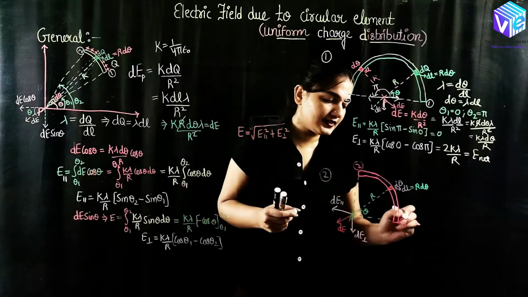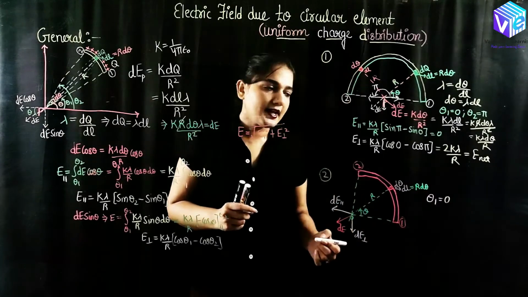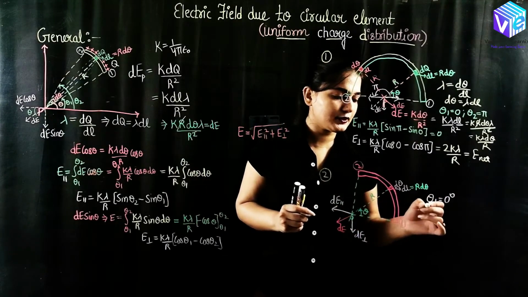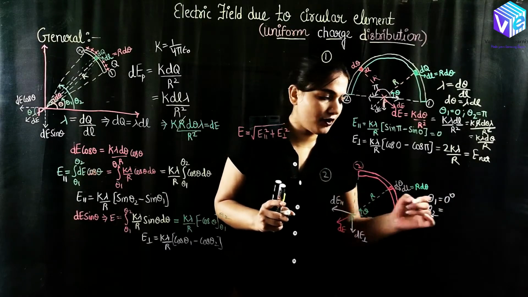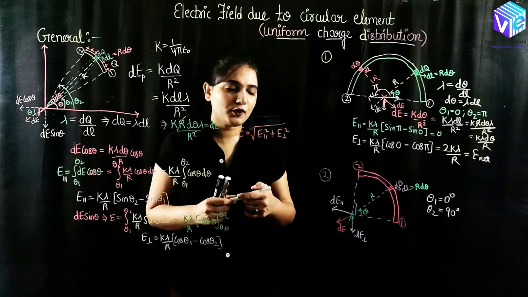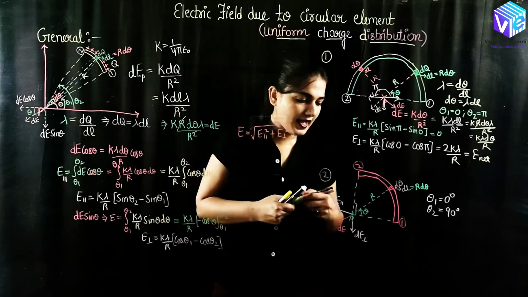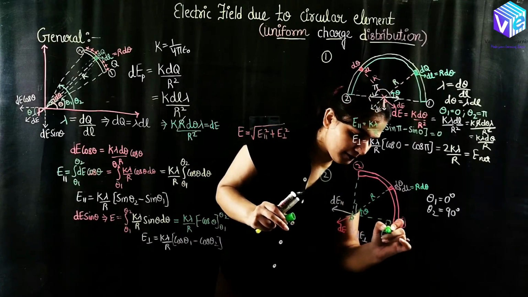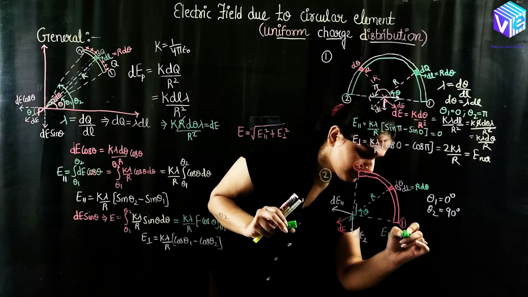Okay, so if I see this axis, the point 1 will be having the 0 degree angle. So theta 1 will be 0 degree. What will be the theta 2? Theta 2 I can see from here it is 90 degree. Okay, so it was really easy. Now I just have to substitute it here and I will be finding out E parallel as well as E perpendicular.